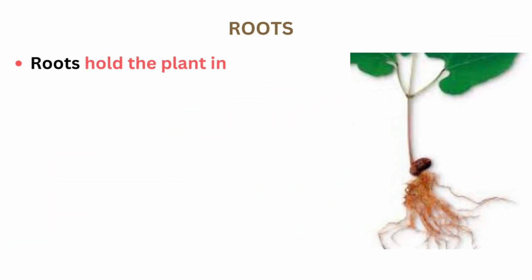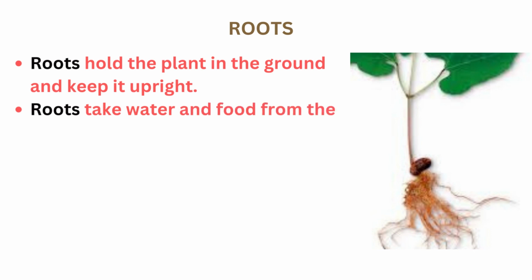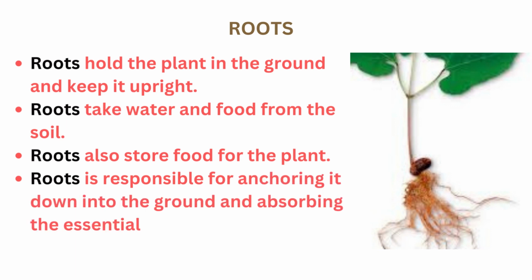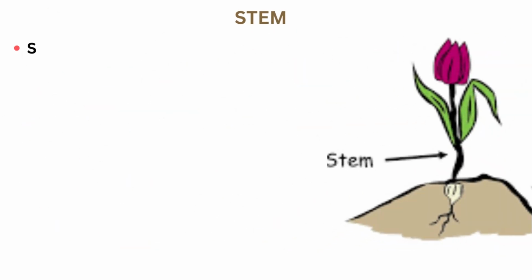Roots hold the plant in the ground and keep it upright. Roots take water and food from the soil. Roots also store food for the plant. Roots are responsible for anchoring the plant down into the ground and absorbing the essential mineral elements, nutrients, and water from the soil. Let me explain to you about stem.